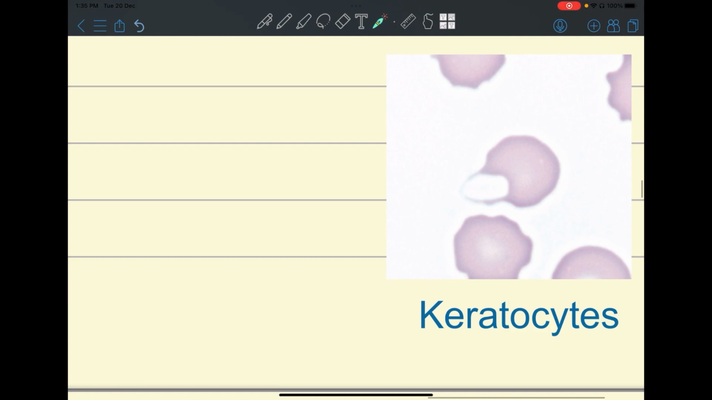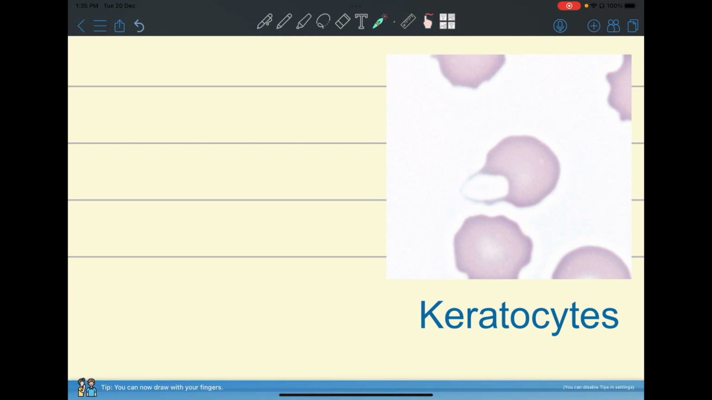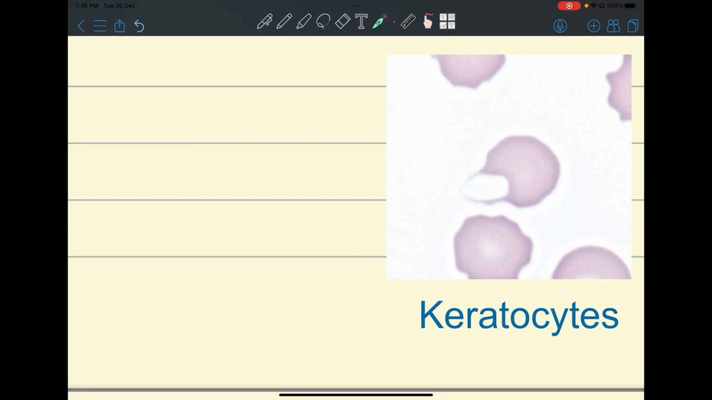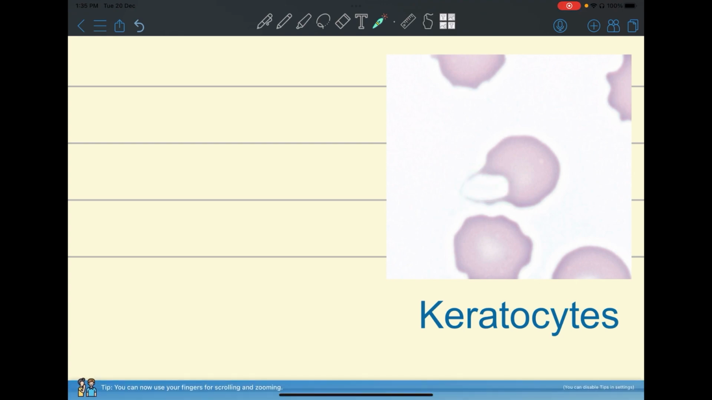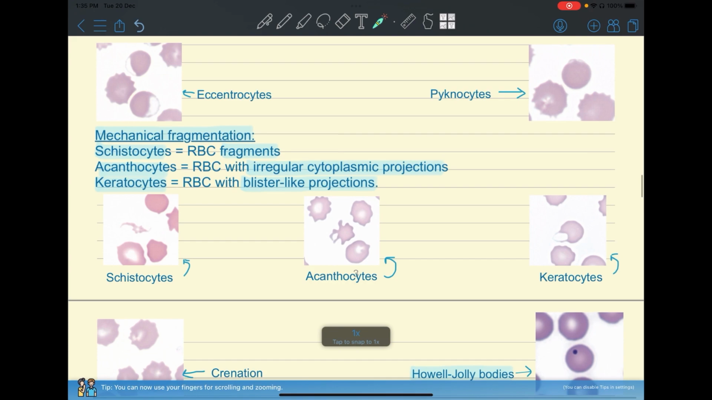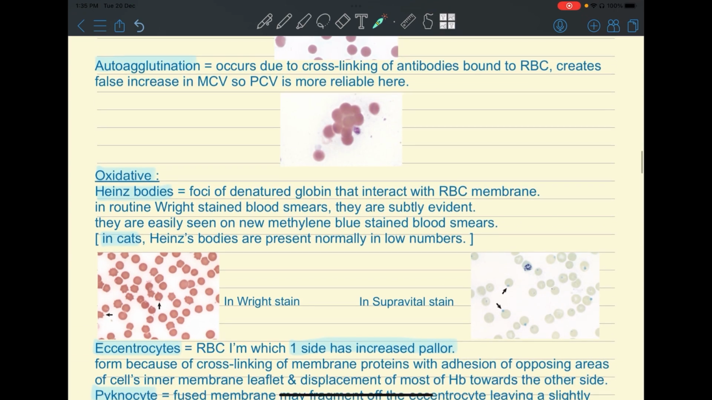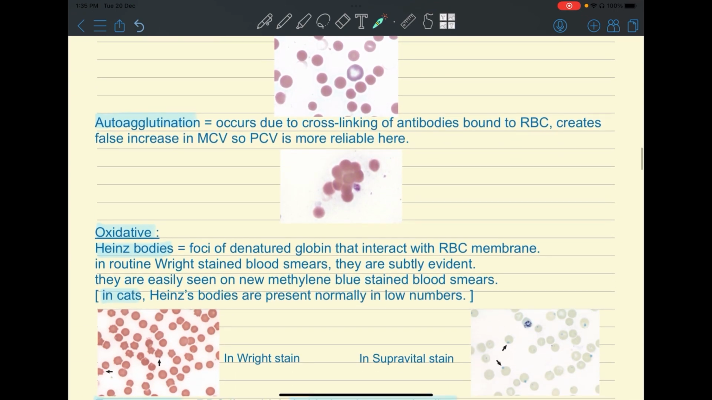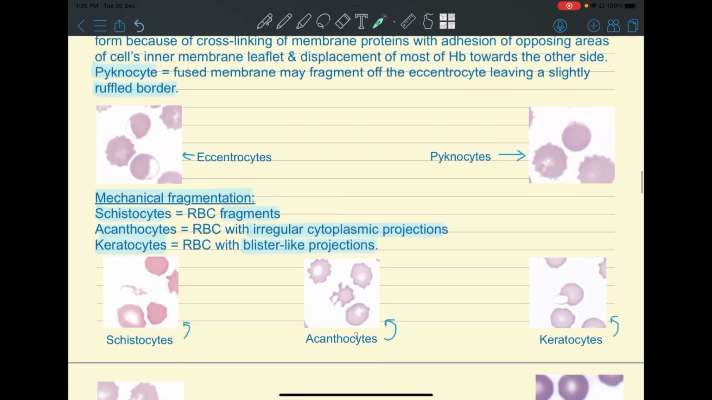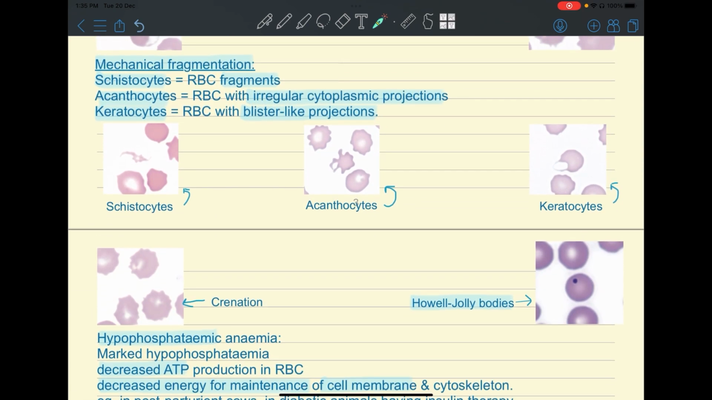And then here, this is a keratocyte. If you remember, in case of eccentrocyte, I said that the shape is similar to that of a normal RBC. We just have contrast: one very pale region and one normal region. In case of keratocyte, this pale region is kind of protruding like a blister. So an RBC with a blister-like projection is called keratocyte. These are the three main things that we are going to see in mechanical fragmentation. Ghost cells are common in all these types: in infectious, immune-mediated, oxidative, mechanical fragmentation, in all of these, you can see ghost cells.